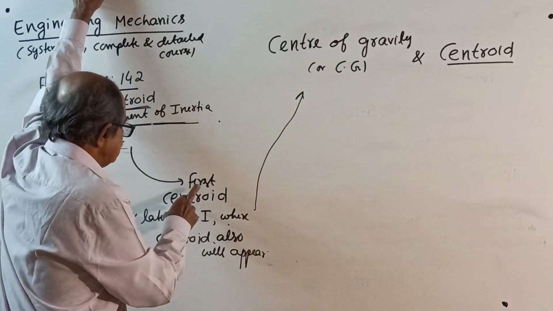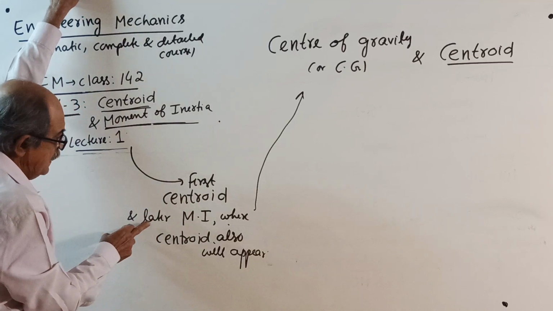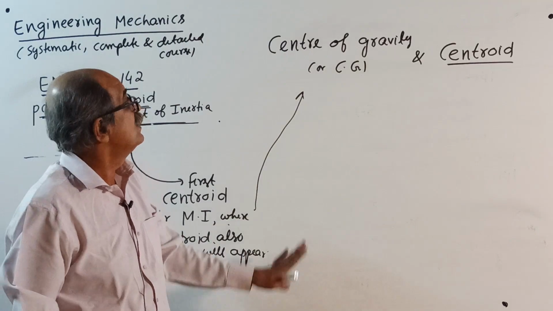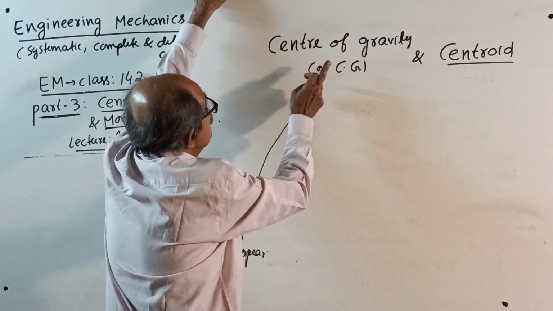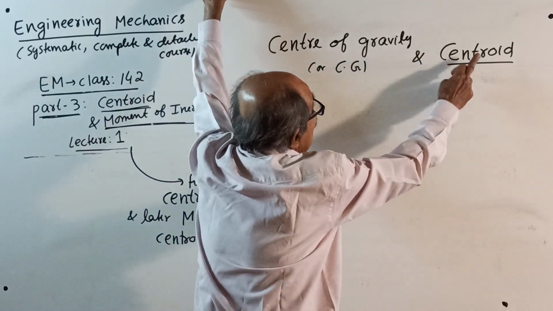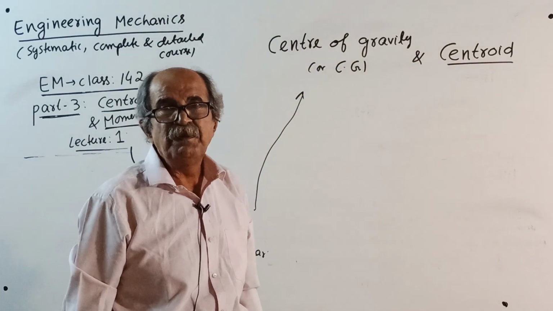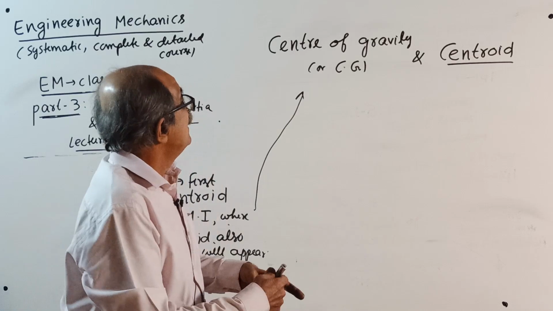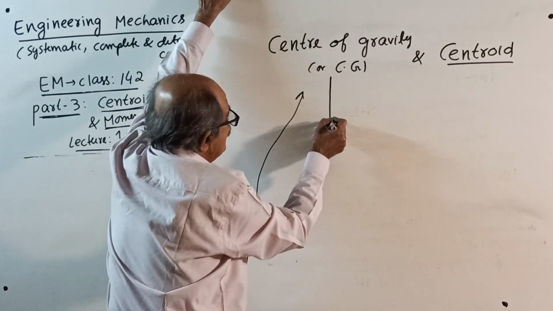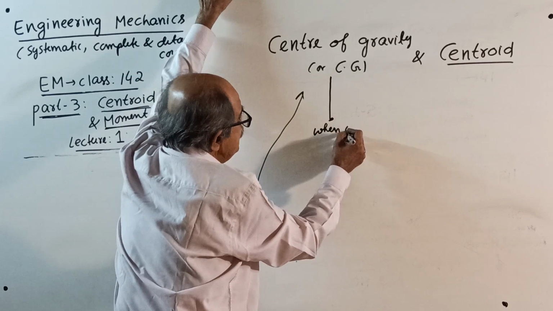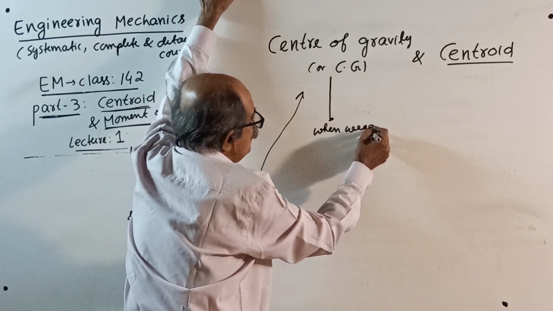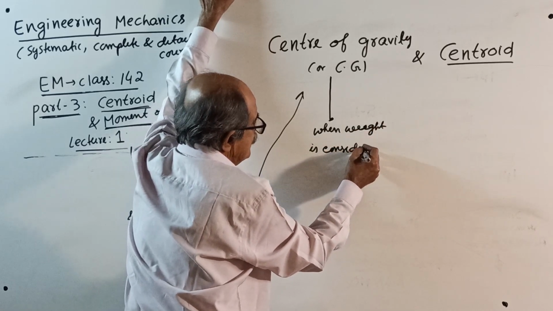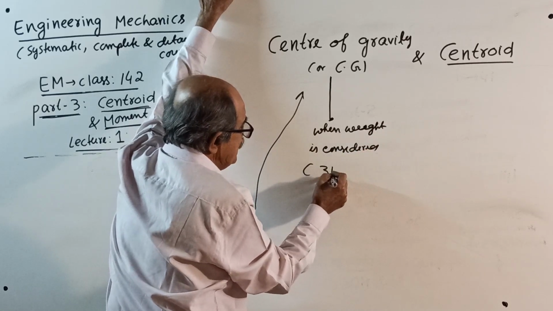See, first centroid and later moment of inertia, where centroid will once again come. Okay, now, see, there are two terms called center of gravity and centroid. So many people take them as the same, but actually there is a difference. See, I will tell you, when weight is considered, that is for a three-dimensional body.